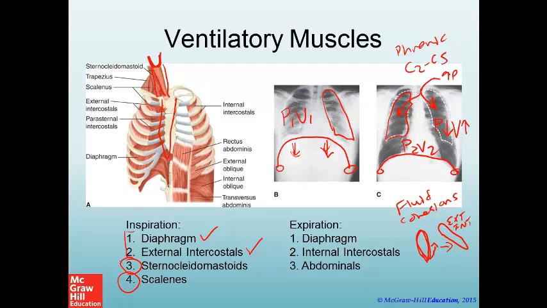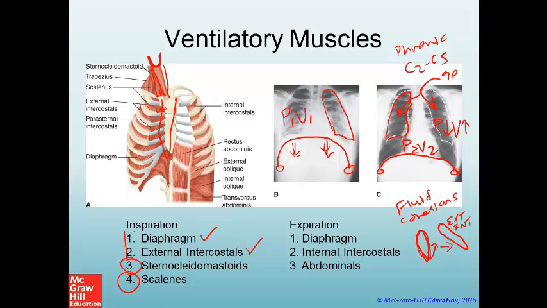Assisted by the scalenes. So normal inspiration is diaphragm and external intercostals. If you want to increase the volume available, deep breath, then you do the sternocleidomastoids and scalenes.